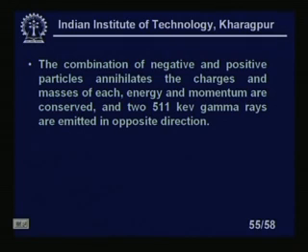So, the nucleus can capture one orbital electron that combines with one positive charge. A nucleus can emit a positive charge in the form of a positron that combines with an external electron, right. So, there are two methods of decay of the isotopes. Obviously, all the radioactive materials are decaying, that you must know. The combination of negative and positive particles annihilates the charges, and the masses, energy and momentum are conserved, and two 511 kilo electron volt gamma rays are emitted in opposite directions.